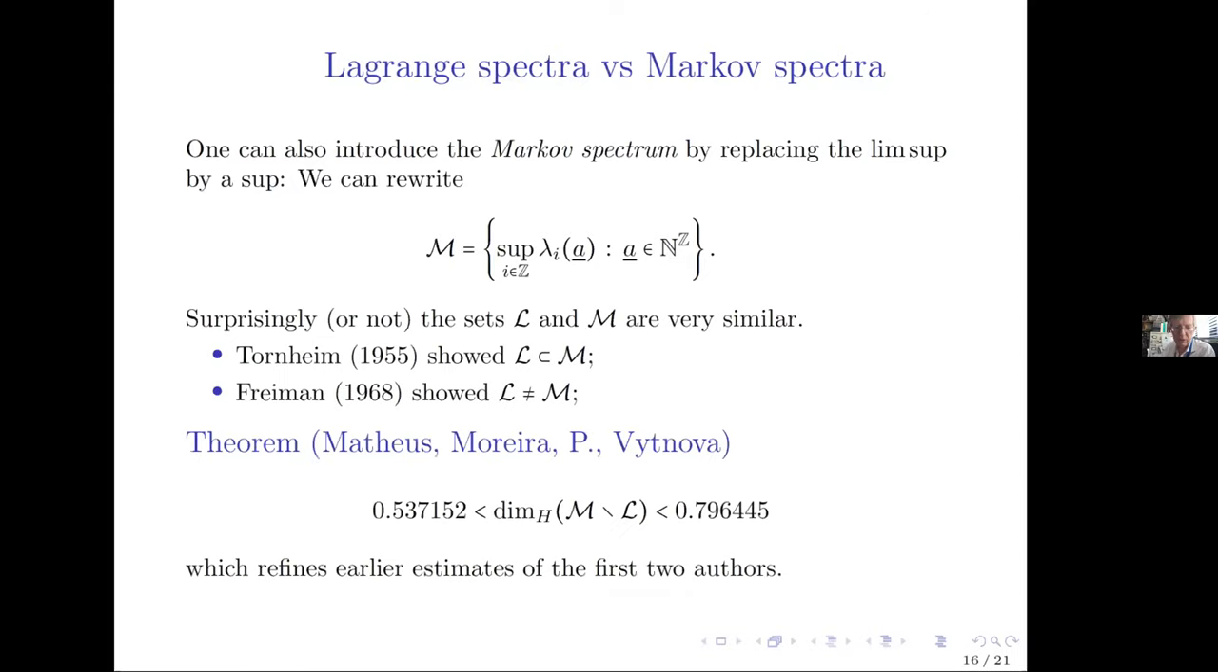But the point is, there is another set, and a second result we have is to show that the difference between these two sets is very small. They're subsets of the real line, and the difference actually has zero measure. But in fact, the Hausdorff dimension of the difference can also be shown to be relatively well controlled.